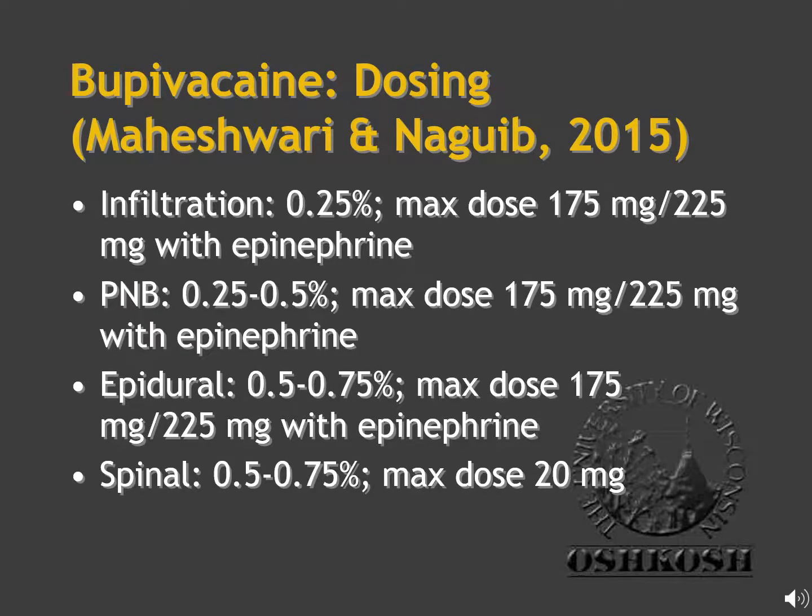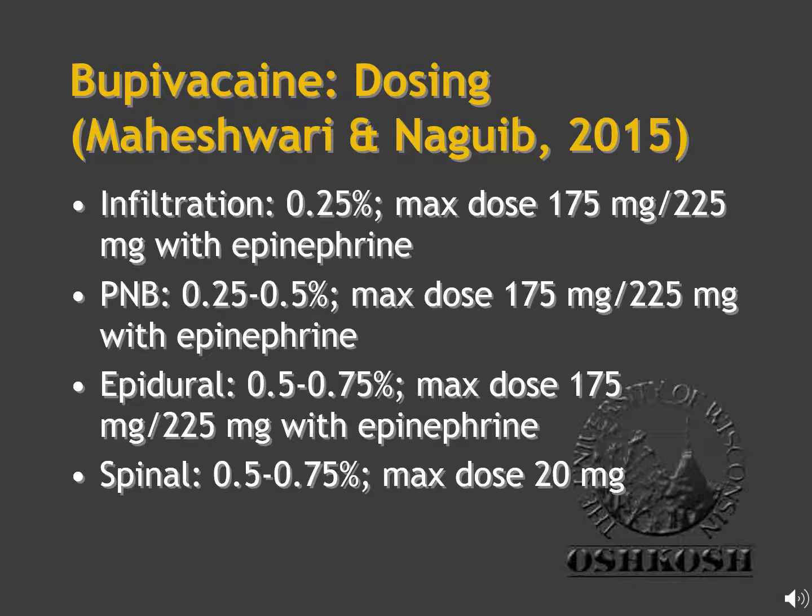For use in local wound and tissue infiltration, a 0.25% solution is injected into the extravascular space to produce immediate, short-term analgesia. The maximum recommended dose is 175 milligrams in the absence of epinephrine or 225 milligrams in the presence of epinephrine. To achieve peripheral nerve blockade, a 0.25 to 0.5% solution can be injected in the vicinity of a peripheral nerve where bupivacaine will diffuse through the surfaces of the nerve. Again, the recommended maximum dose is 175 milligrams without epinephrine or 225 milligrams if epinephrine is used.